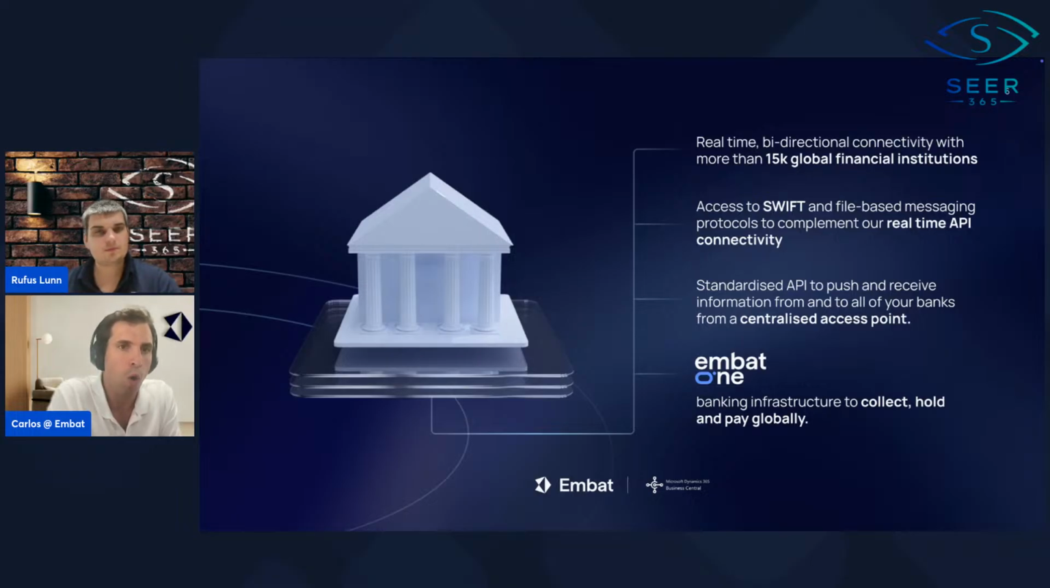So again, the whole goal here is we always analyze the banking pool of the customer, and we come up together with a potential solution favoring real-time connectivity first. But if that is not possible, we can always fall back into the file-based connectivity.